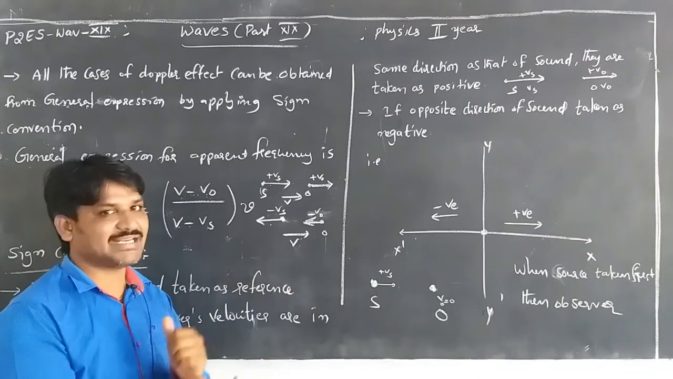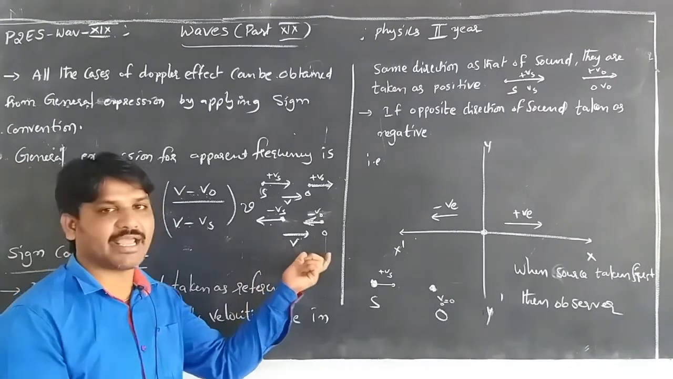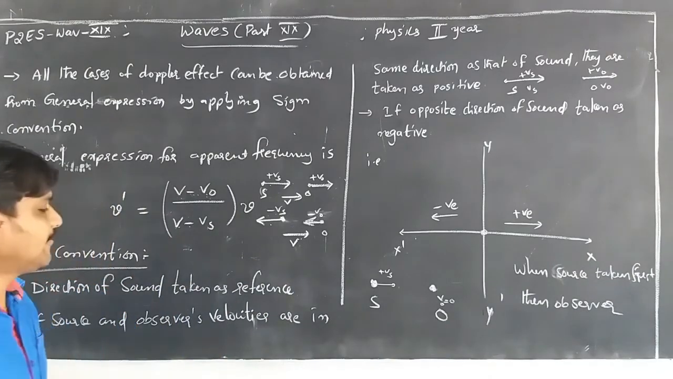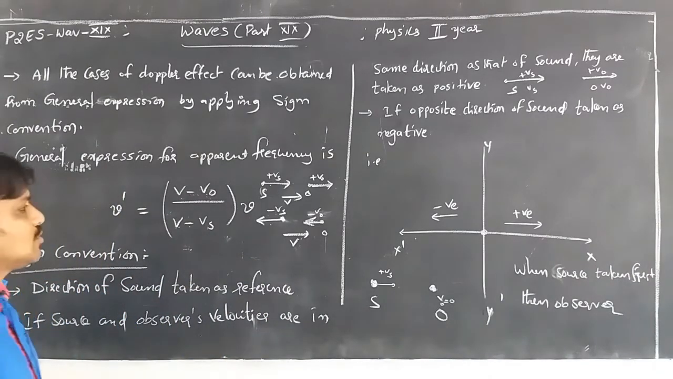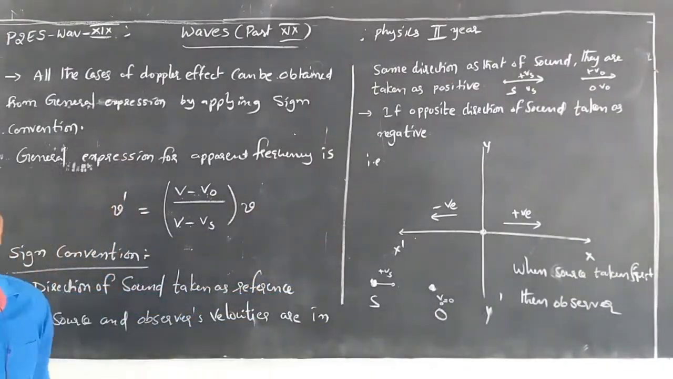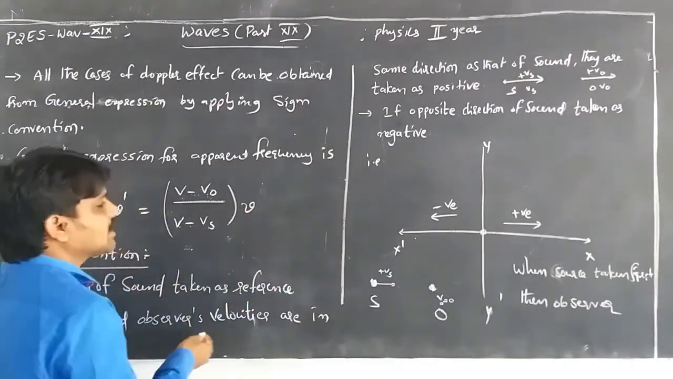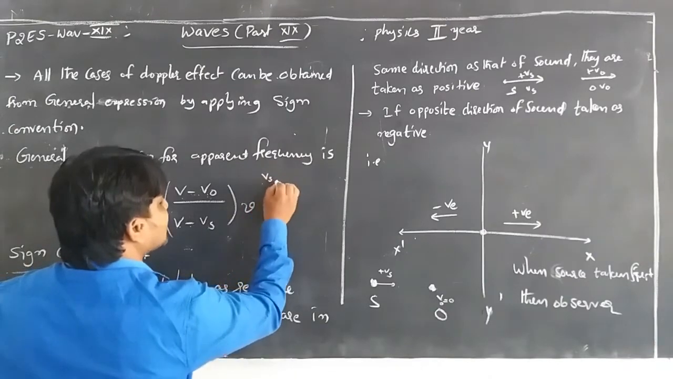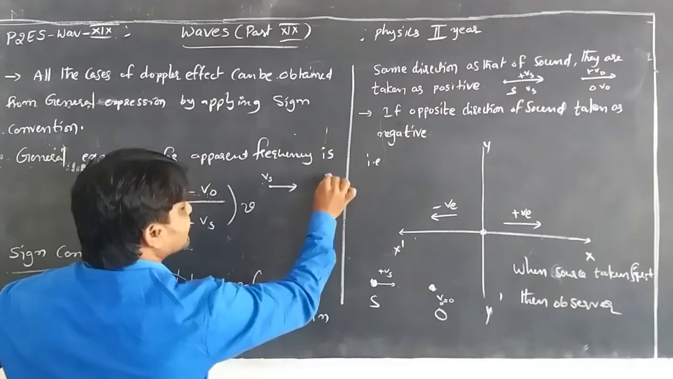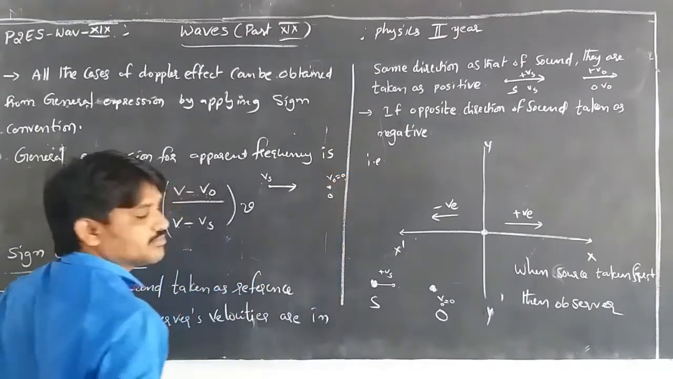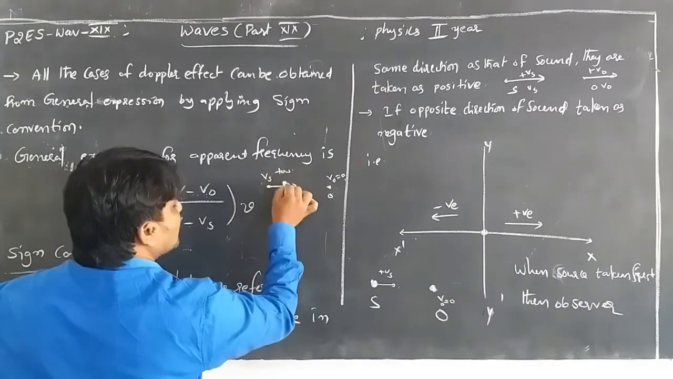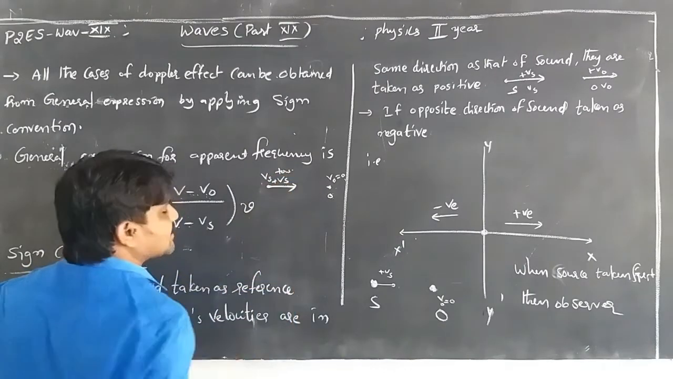Observer behind the source, that is (V + V naught) by (V + Vs), as we know that. Next, in the case when the source is in motion and the observer is at rest. Source is in motion, observer is at rest. Whenever the source is moving towards an observer and the observer is at rest, V naught is equal to 0. Then, since it is moving towards an observer, it is plus Vs.